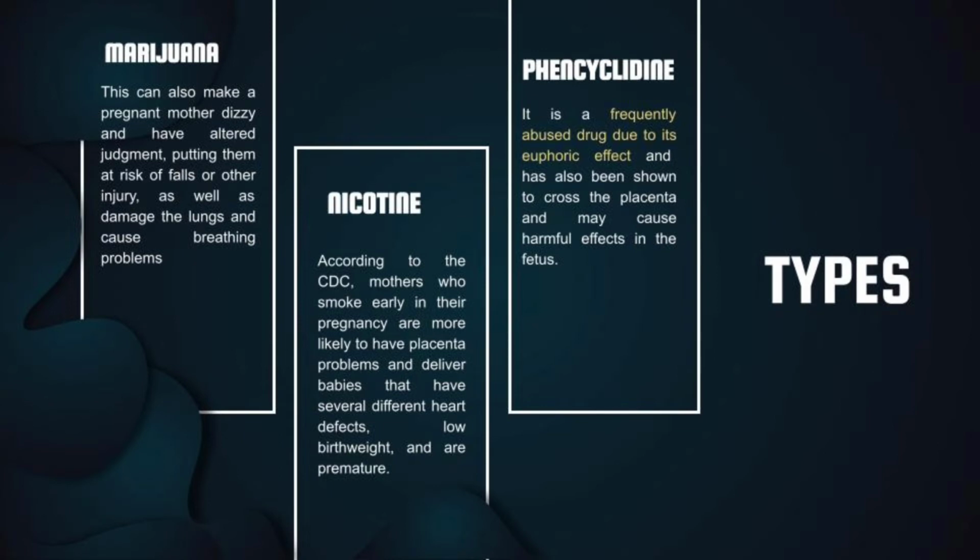Fourth, marijuana. This can also make a pregnant mother dizzy and have altered judgment, putting them at risk of falls or other injury, as well as damage to the lungs and can cause breathing problems. Fifth, nicotine. According to the CDC, mothers who smoke early in their pregnancy are more likely to have placenta problems and deliver babies that have several different heart defects, low birth weight, and are premature. Sixth, phencyclidine. It is a frequently abused drug due to its euphoric effect and also has been shown to cross the placenta and may cause harmful effects in the fetus.